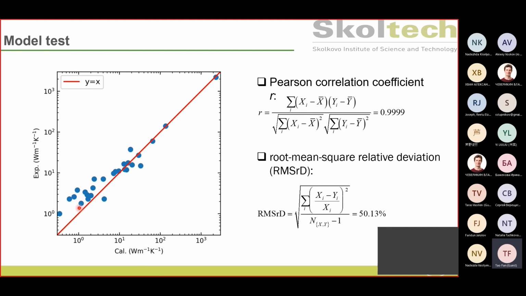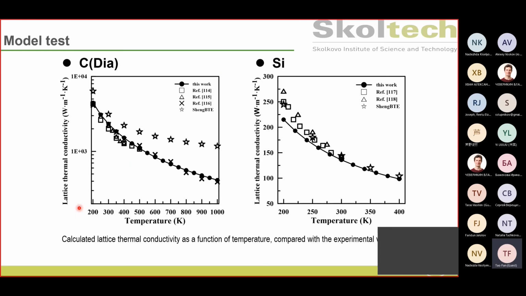So this is a place that needs to be improved in the future. This page shows the testing result for diamond and silicon compared with experiment and with ab initio calculation. As you can see, our model can give a very good result compared with experiment.